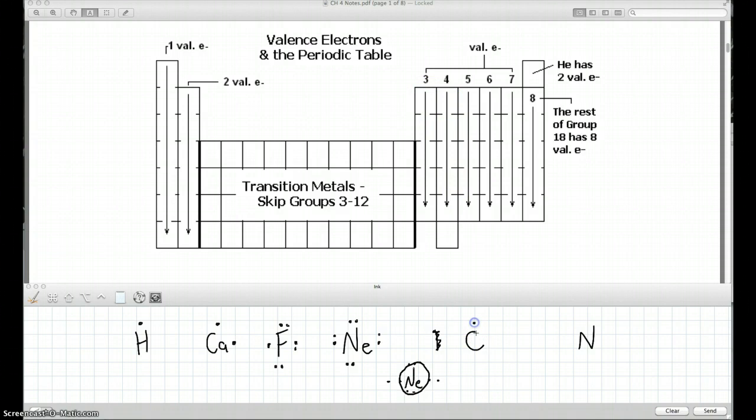So 1, 2, 3, 4. And lastly, nitrogen is in the 5th column here, sorry. And so 1, 2, 3, 4, and then I go around and start pairing them up. So that's what nitrogen will look like.